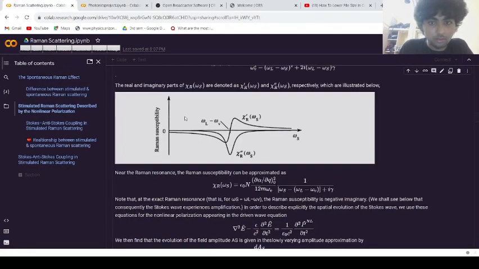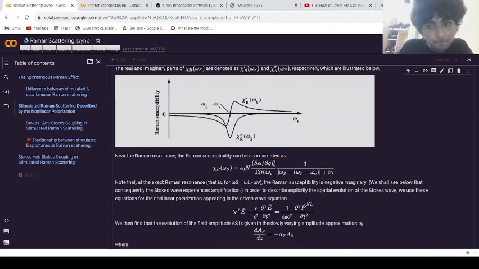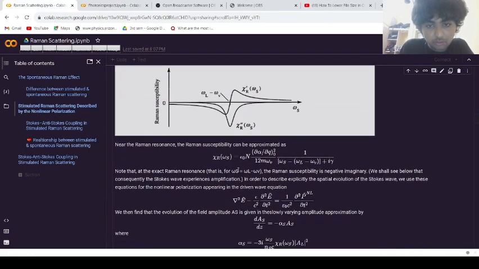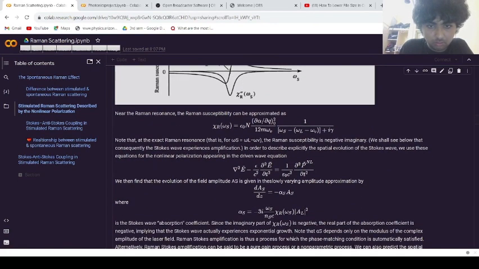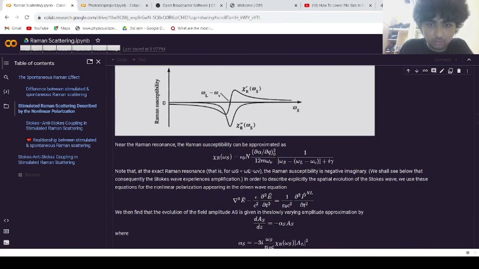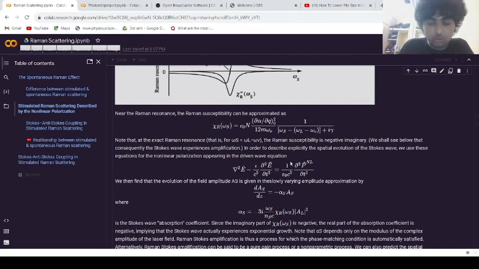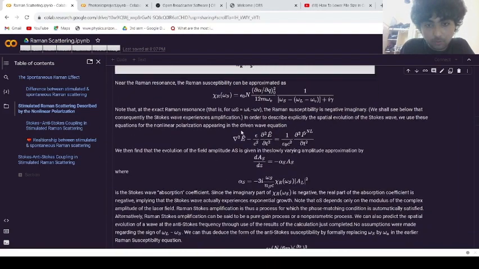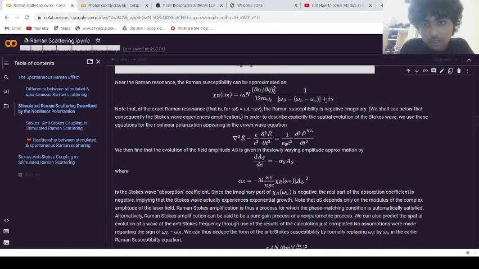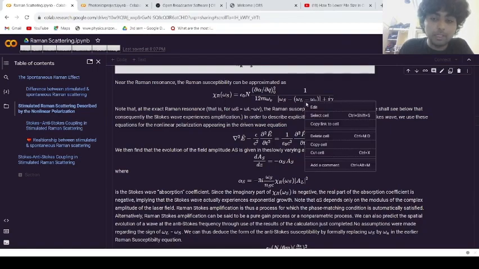So we could approximate this denominator near the resonance field. The resonance condition is omega equals omega L minus omega V. And so what we find here is that the imaginary part is negative. When we take the complex conjugate of this denominator, we'll find the imaginary part of the Raman susceptibility of the Stokes field to be negative.